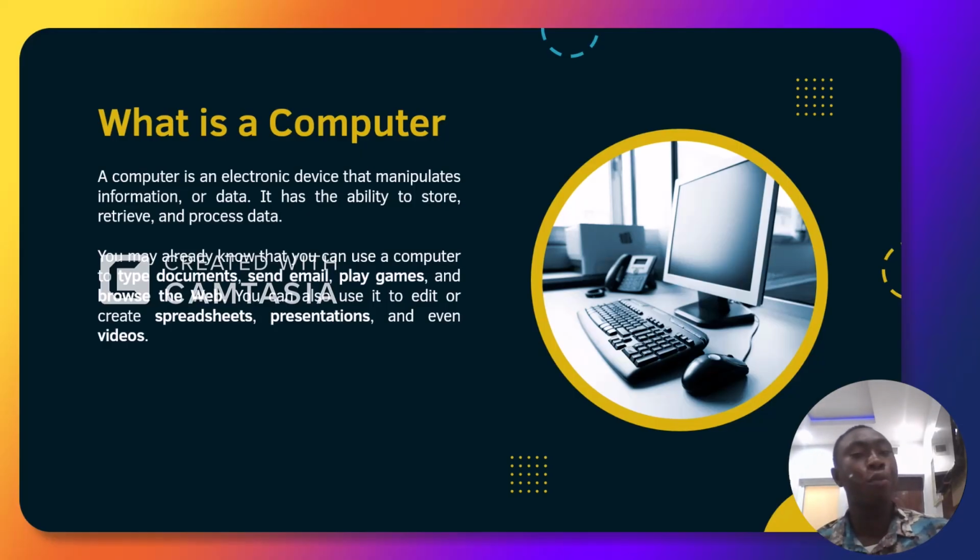Another example of a computer that is dedicated to one task alone is the blood pressure machine that we use in the hospital or clinic. Let's say you want to check your blood pressure, for example. That little cute machine they wrap around your arm is an example of a computer. Because what does it do? It takes information, it stores information, it retrieves it, and it processes information.